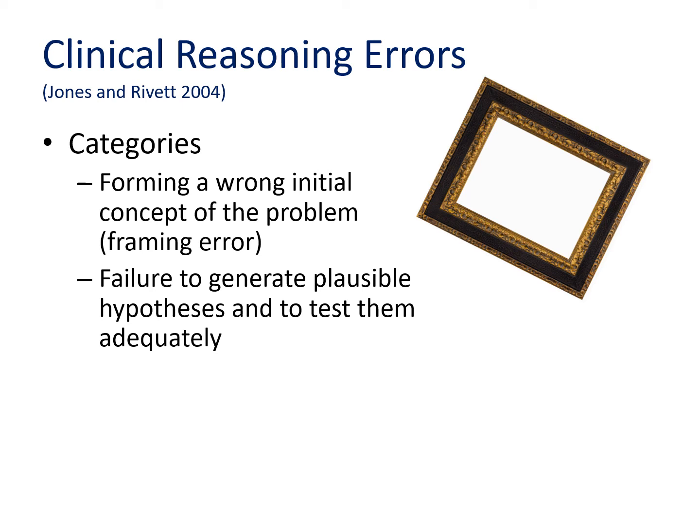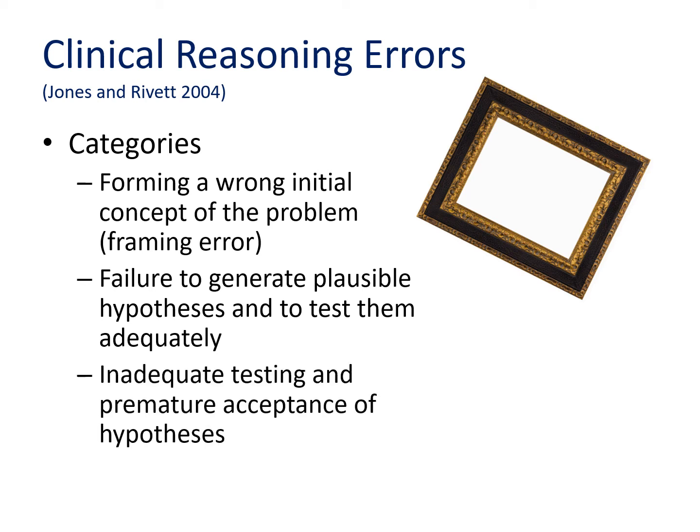The second category for reasoning errors is a failure to generate plausible hypotheses and to test them adequately. So if a clinician misses cues or misinterprets clinical data, they can then begin to formulate hypotheses that don't make sense. This problem can be further compounded if we don't recognize this error early on and we continue down the path that we've chosen with our patient. So this faulty hypothesis testing can then lead to perhaps incorporating inappropriate tests for our patient and wasting time and energy in attempting to go down a path that might not in fact be appropriate for our patient.